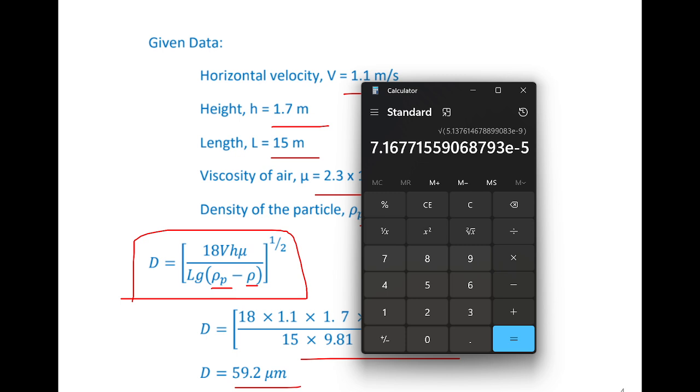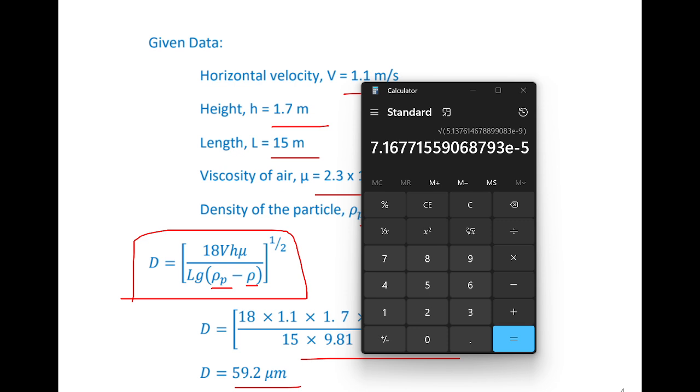The answer is in meters. Which unit it will be? Meter, everything is in meter, right? So the answer will be in meter. So into 10 power minus 5 meter. If I take 71.6, 10 power minus 6. So the answer is in micrometer. For this question, the answer will be 71.6 micrometer. Yeah, correct only.